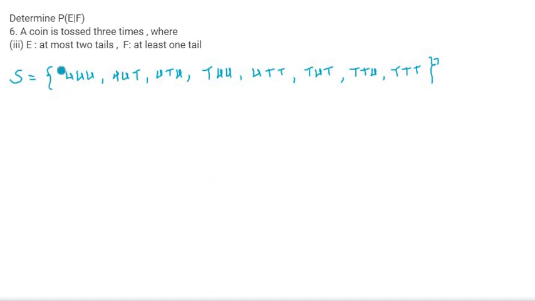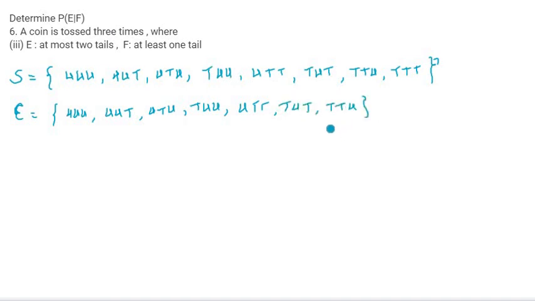This is the event E, at most 2 tails. That is maximum 2 tails. So that is the 0 tail case: HHH. Then the 1 tail case: HHT, HTH, THH. Then the 2 tail case: HTT, THT, TTH. So this is event E.